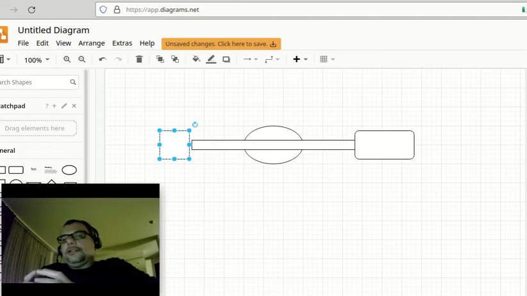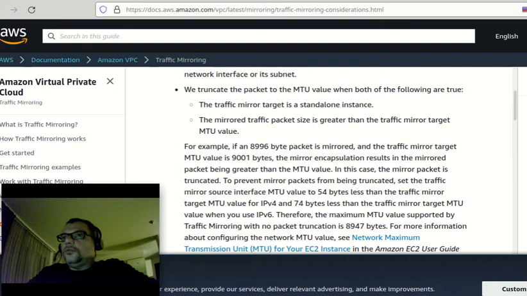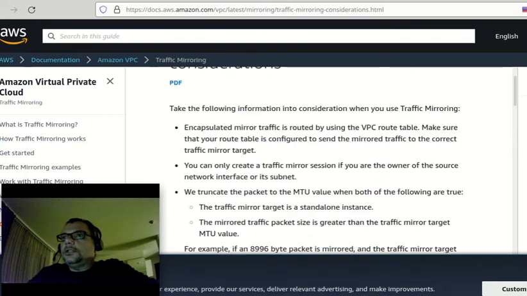I heard more than once people thinking that mirroring network traffic in cloud means getting the same traffic. It's not, because you are encapsulating that traffic. And so the size of a packet will never match. The MTU will be different. I show you here an AWS document about it.